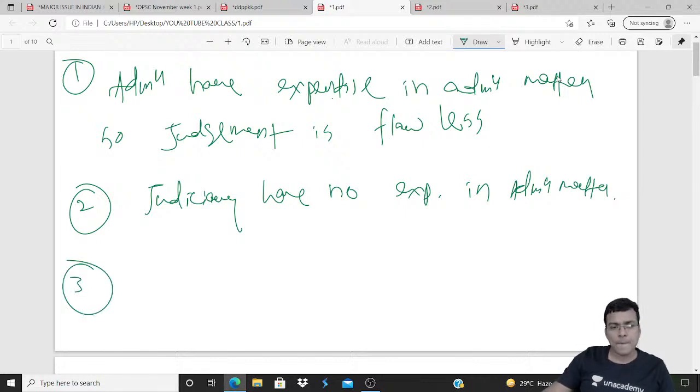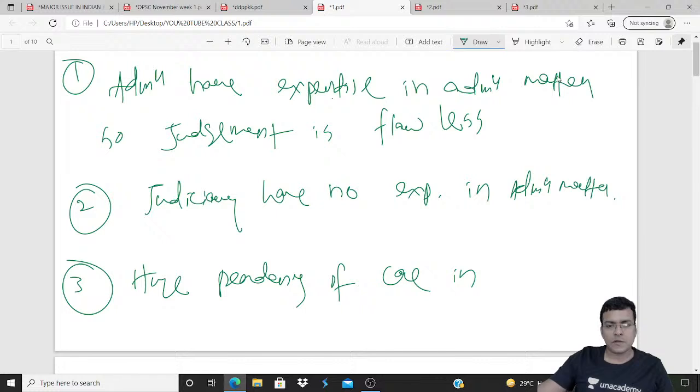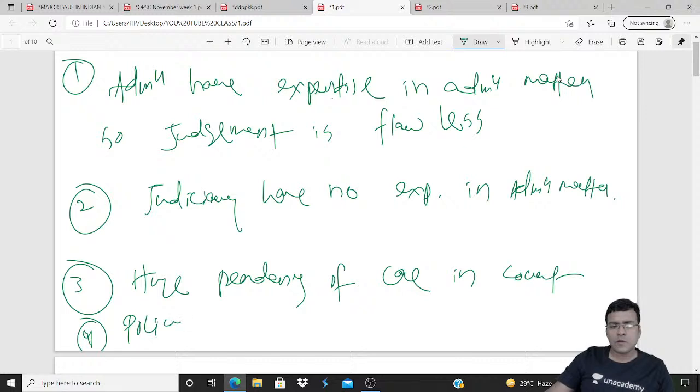Third, huge pendency of cases in court. So the concept of tarik pe tarik. Huge pendency of cases in court results in policy paralysis in administration. Administration cannot take any decision. That may result in policy paralysis.